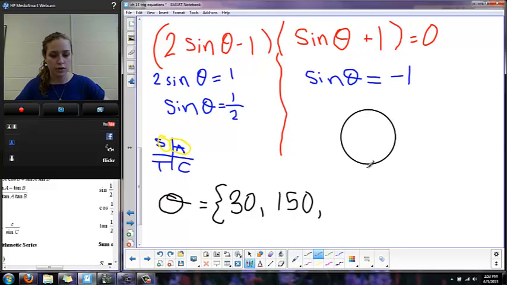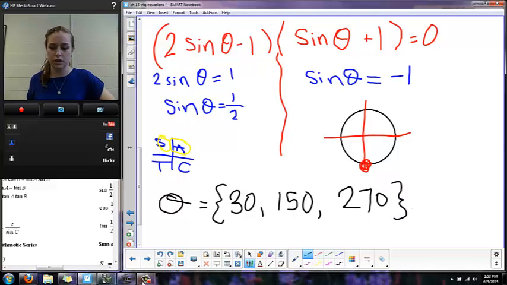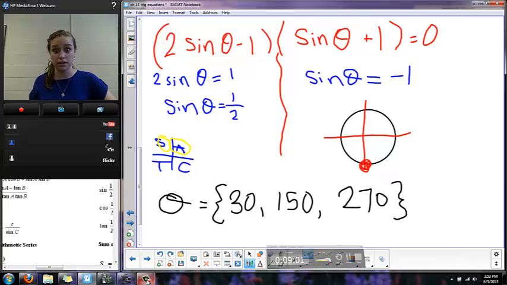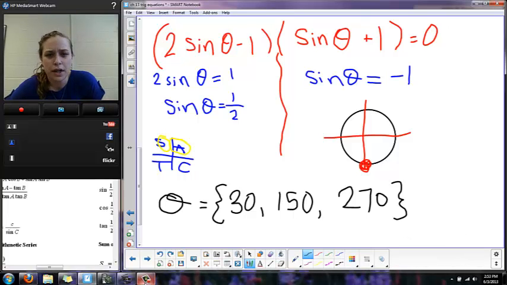So, on our unit circle, sine is my y value. Where is my y a negative 1? Y is a negative 1 right here, which is 270 degrees. Okay, so those are my 3 answers, which is awesome. Let's see how long that took us. Only 9 minutes to do that one problem. It's probably because I'm going really slow. But, alright, let's move on to the next one.